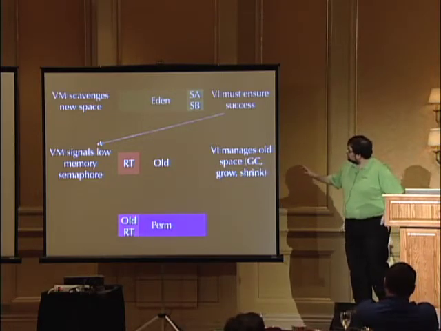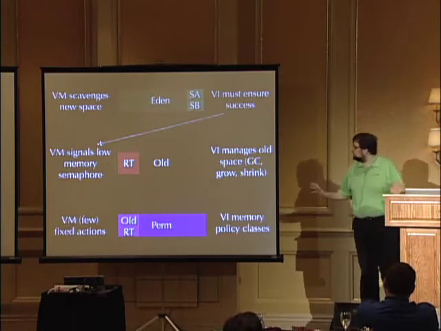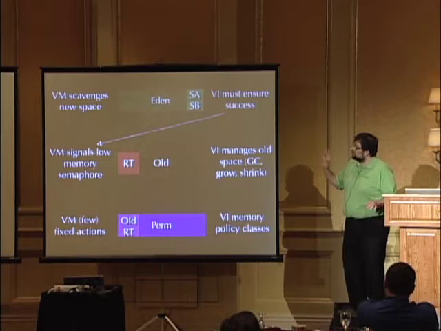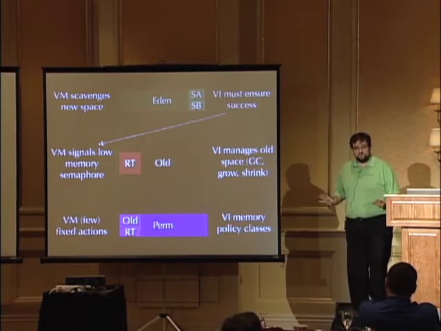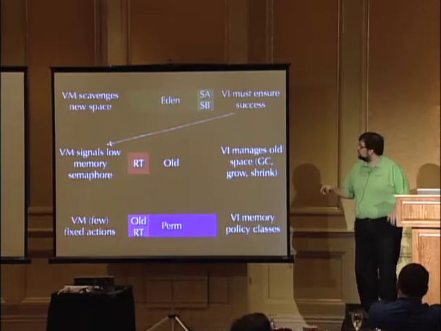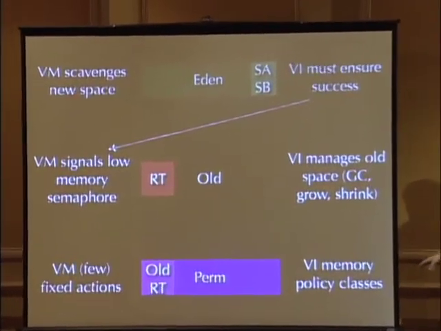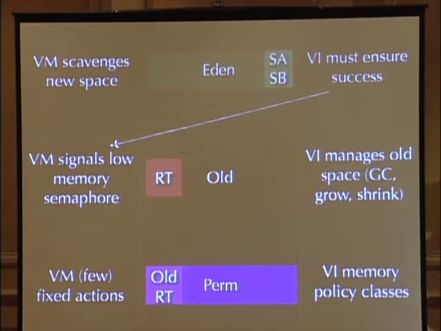And therefore, we have this lovely arrangement of responsibilities. The VM always does the same thing, but very few things. Just scavenge and signal a semaphore. And the image does most of the work, and you can change it. And it's, of course, much easier to change a memory policy class, like we're going to see in a little bit, than having to change the VM by hand and recompile.